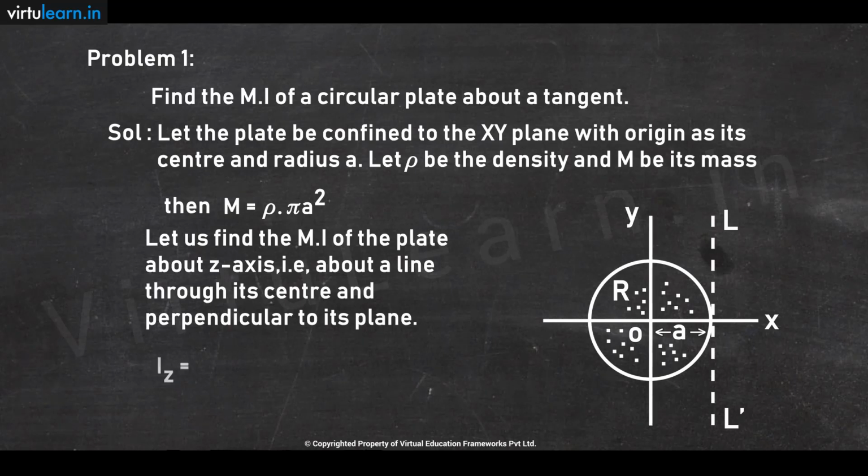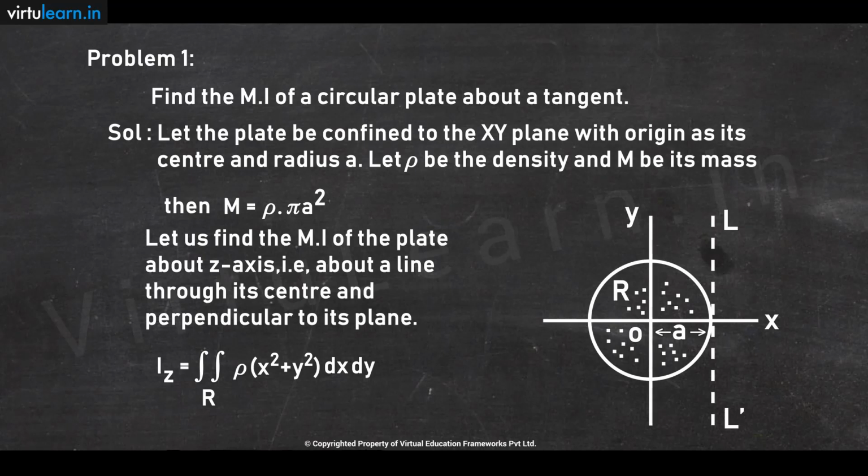Iz is equal to the double integral over the region R of rho times x square plus y square dx dy. Because given is a circular plate, let us introduce polar coordinates. We replace x square plus y square by r square, dx dy by r dr d theta, and the limits for r are 0 and a, limits for theta are 0 and 2 pi.